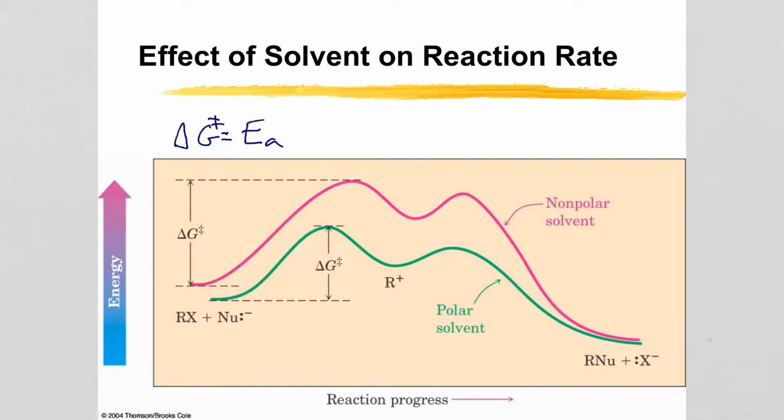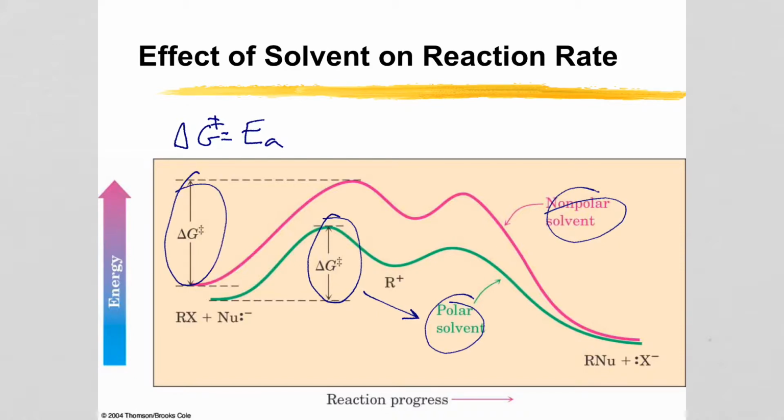So here's a reaction coordinate diagram that gives you a sense of how the reaction is going to change with a nonpolar solvent versus a polar solvent. You can see here that the delta G double dagger, or energy of activation, in the polar solvent is much lower than the energy of activation in the nonpolar solvent. And here you can also see that the nucleophile is stabilized a little bit, but that is definitely offset by the overall lowering of the delta G double dagger.